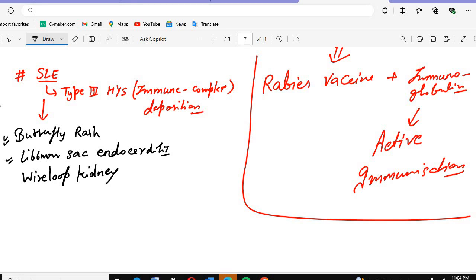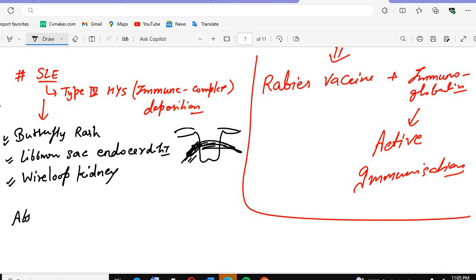Sometimes in the question they can characterize the butterfly rash. They may not mention the butterfly rash directly, but they will mention that there are rashes surrounding the nasal regions, like this, with rashes here and here, so this looks like the butterfly rash. Or sometimes they can give the characteristic appearance of the malar rash. And in the question they can mention the wire loop kidney. So remember the wire loop kidney is also seen in which condition? That is SLE.